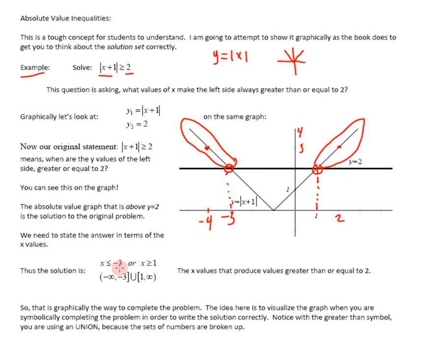So x is less than or equal to negative 3 this way, makes y values greater than 2, and x is greater than or equal to 1 this way, makes y values greater than 2. So the interval and inequality solutions to this graph, or this equation and graph, are right there.